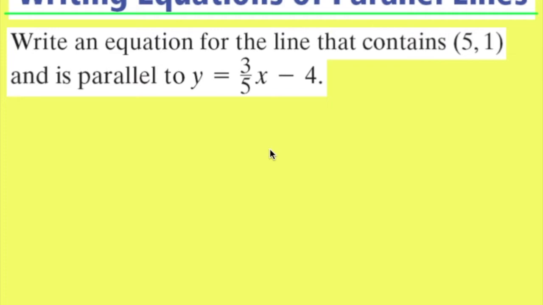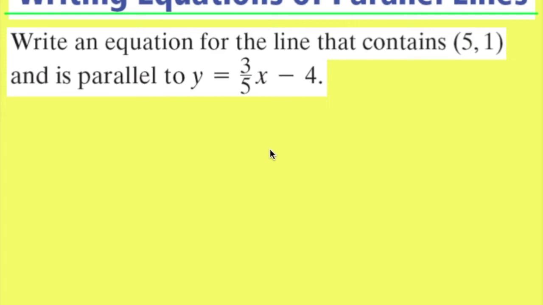In addition to being able to tell if two lines are parallel by looking at their equations, we also need to be able to write the equation of a line that's parallel to another. So in this example, we are being asked to write an equation for the line that contains the point 5, 1, so that means it goes through the point 5, 1, and is parallel to y equals 3/5 x minus 4. So remember, if two lines are parallel, that means that they have the same slope.